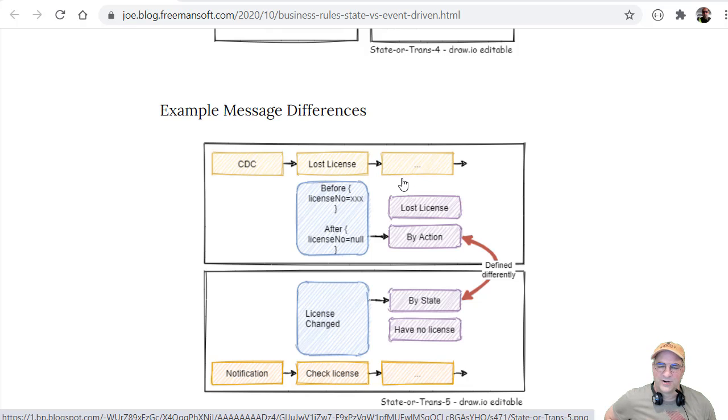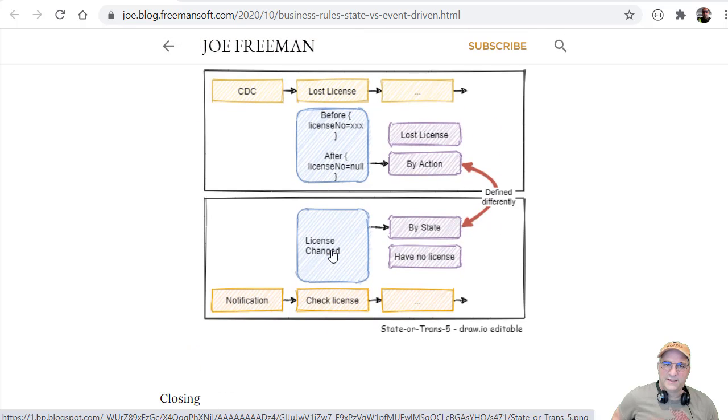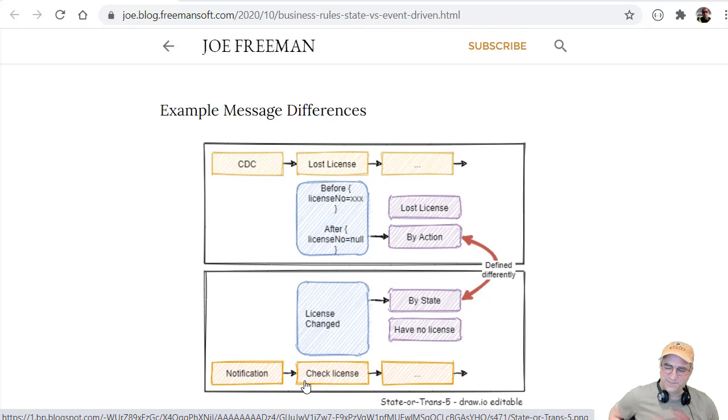You have to process it in order because the changes actually occur on top of each other, right? So they've got to be processed in exactly the right order, and you've got to combine rules so you don't have to run as many, but you probably have to go to the database anyway. If you look at the state-driven one, all you get is license changed. So by state, you basically go out, you look at the data, you see what the state is, and then you say, oh, here's a rule that says they have no license. What do I need to do? And you can go check other state and do everything, but you had to go to the database anyway.